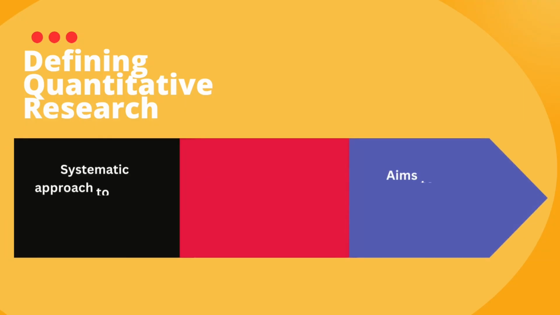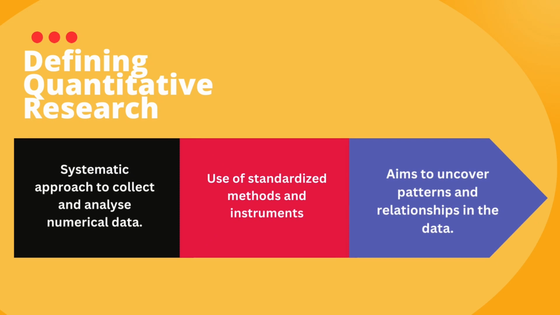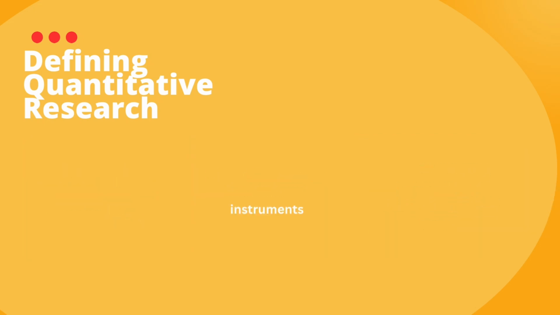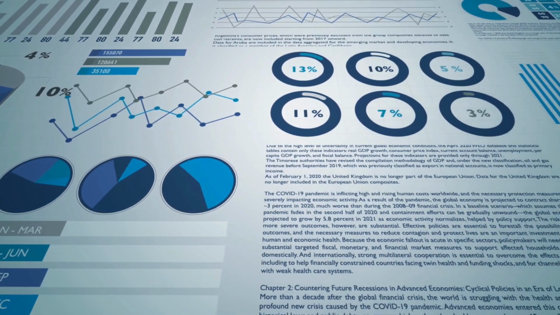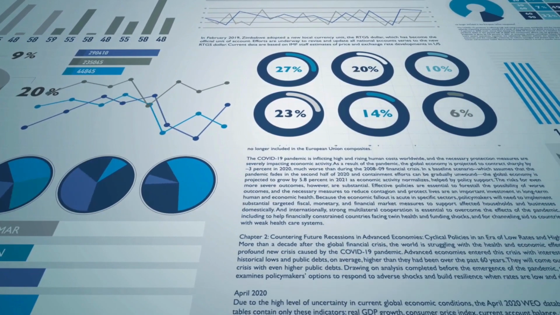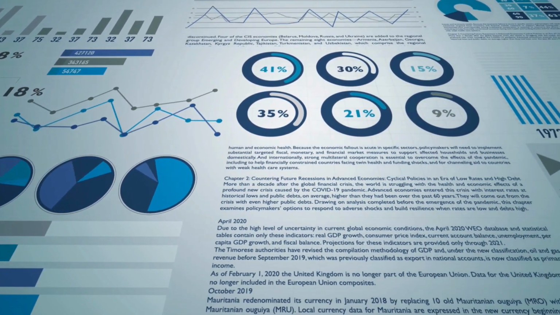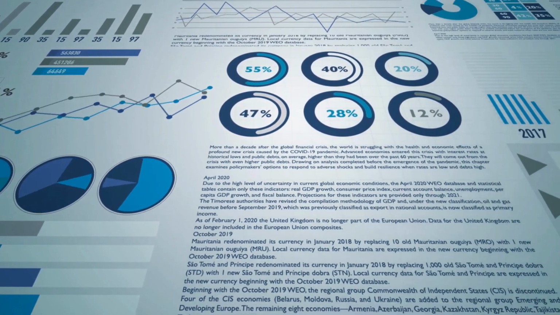Quantitative research is a systematic approach to collect and analyze numerical data. It involves the use of standardized methods and instruments to ensure objectivity and replicability. Unlike qualitative research, which focuses on subjective experiences and meanings, quantitative research aims to uncover patterns and relationships in the data.